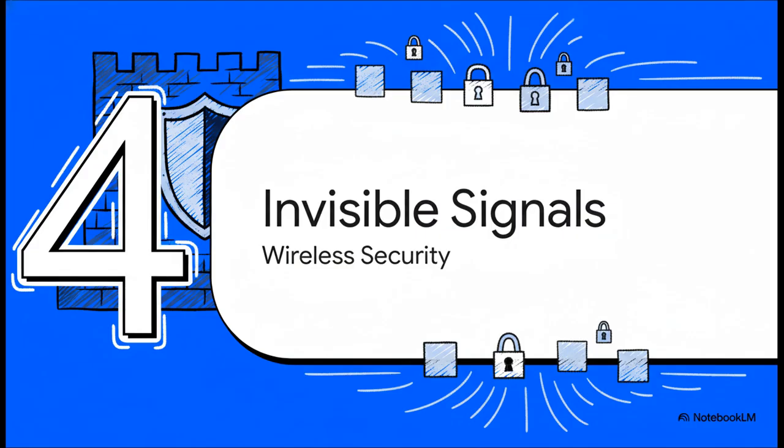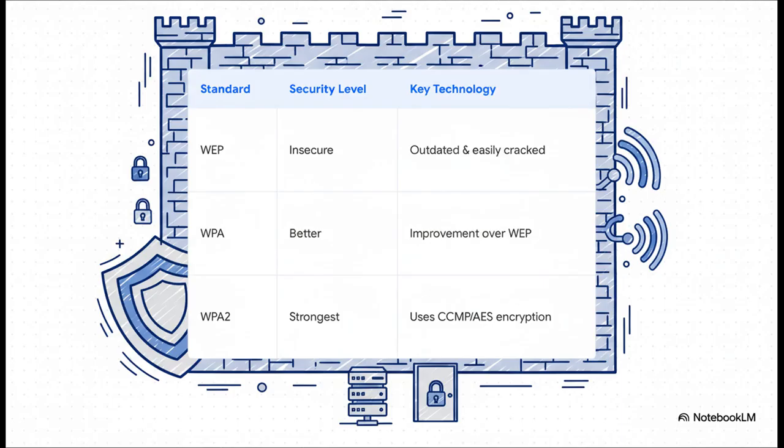Yep, I'm talking about wireless networks, those invisible signals carrying our data right through the air. Securing these signals is all about encryption. And as you can see, we've come a long way. WEP, completely insecure. It's so old it can be cracked in minutes. Just don't use it. WPA was a decent improvement, but the gold standard today is WPA2. It uses really powerful encryption like AES to constantly scramble your data, making it incredibly tough for anyone to eavesdrop.